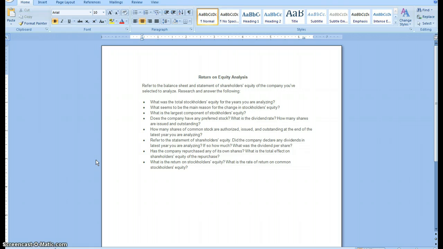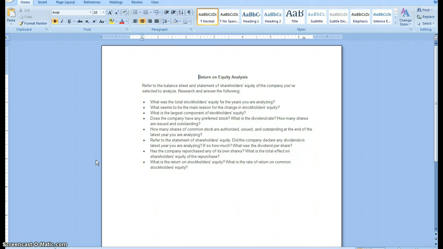This is the return on equity assignment sheet. So, these are the bullet points that you're to answer about your chosen company. And so most of this can be found on the face of the balance sheet or the statement of stockholders' equity. So I'm going to be flipping between this document and Caribou Coffee, which I decided to analyze this time because I can't remember every single bullet point. So let's go ahead and do that.